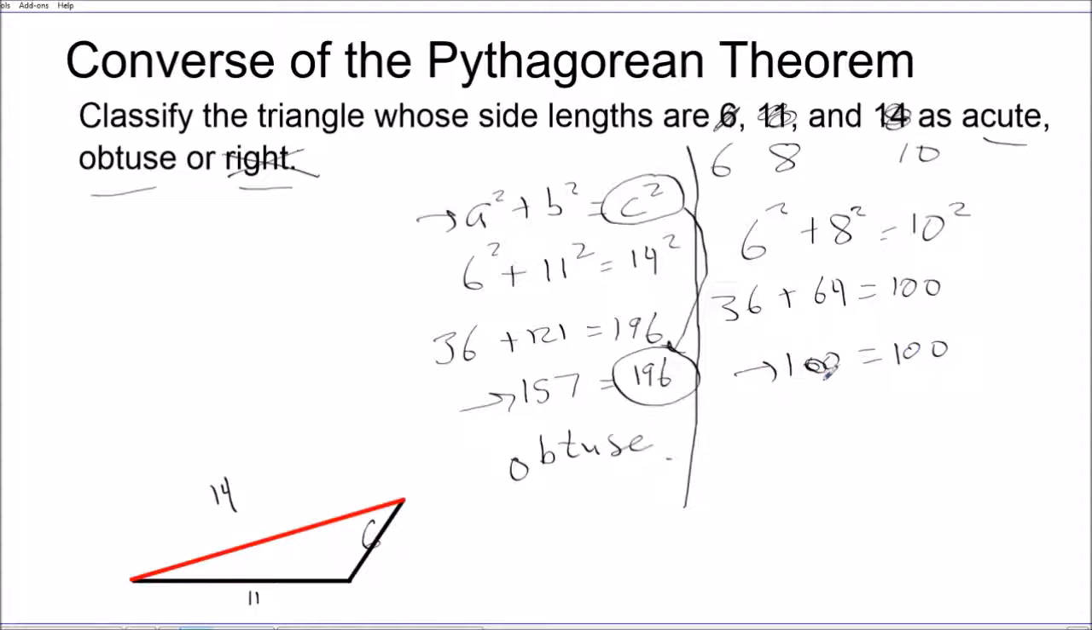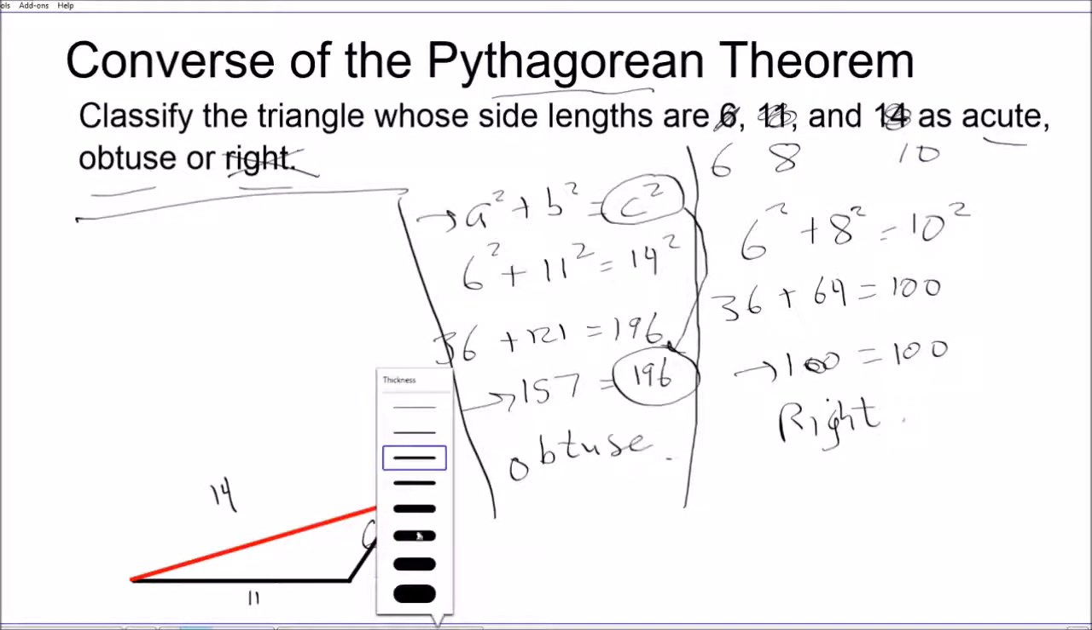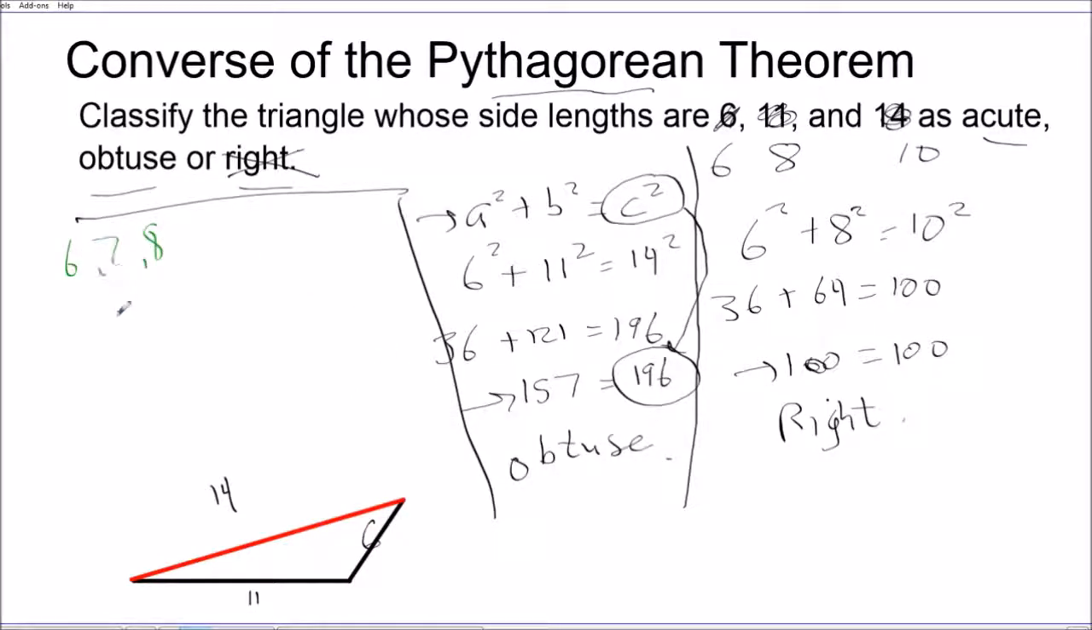So what does that mean? If it worked perfectly, remember, Pythagorean theorem only works for right triangles. So this is a right triangle. Let's do one more example. Okay, I'm going to do that over here. Let's try 6, 7, and 8 as our side lengths. Okay, so again, pause the video, try it on your own. 6 squared plus 7 squared equals 8 squared. So 36 plus 49 equals 64.